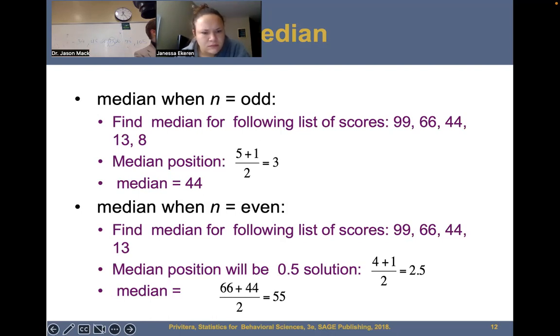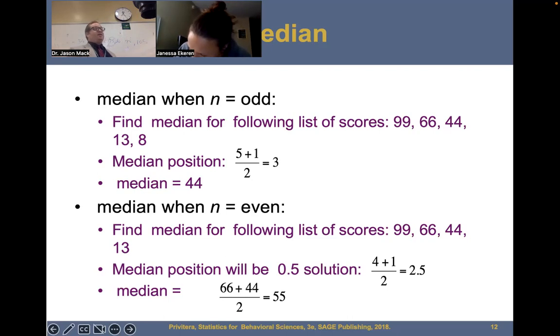Find the median for the following scores. There's 4 of them. 4 plus 1 divided by 2, because we're trying to find that's the formula. So it's a 2.5 position. So 66 plus 44 divided by 2 is 55. So it's within the list of numbers. It's like moving from the left and right all the way right to the center. That's why it's 55. Does that make sense to everybody?